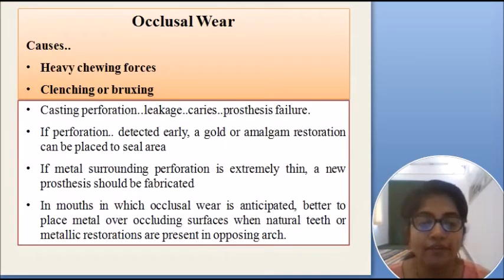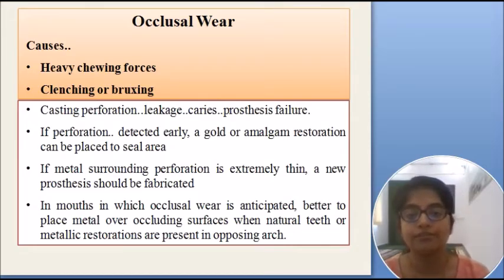The next is occlusal wear. Now this occlusal wear can occur because of heavy chewing forces and clenching or bruxing or parafunctional habits. Casting perforation can lead to leakage, caries and prosthesis failure. If perforation is detected early, a gold or amalgam restoration can be placed to seal the area. If the metal surrounding the perforation is extremely thin, a new prosthesis should be fabricated. In mouths in which occlusal wear is anticipated, it is better to place metal over occluding surfaces when natural teeth or metallic restorations are present in the opposing arch.